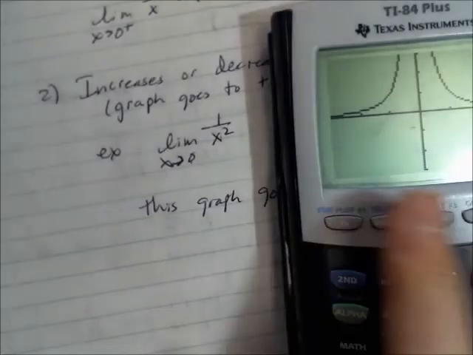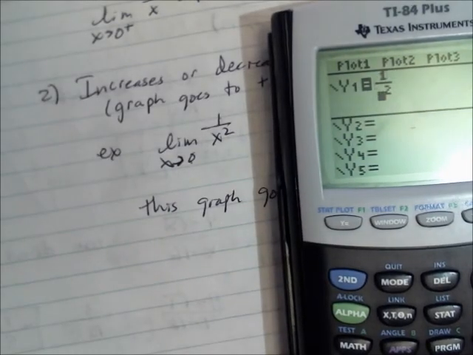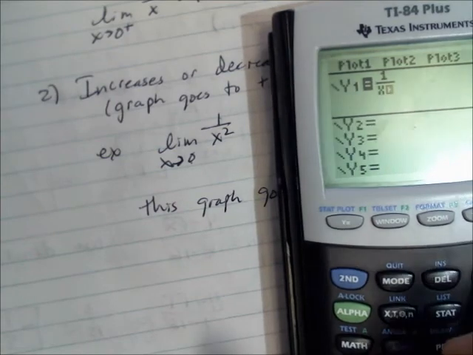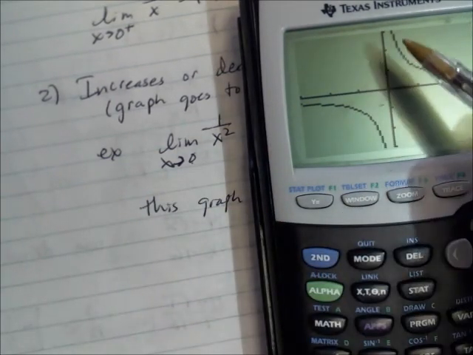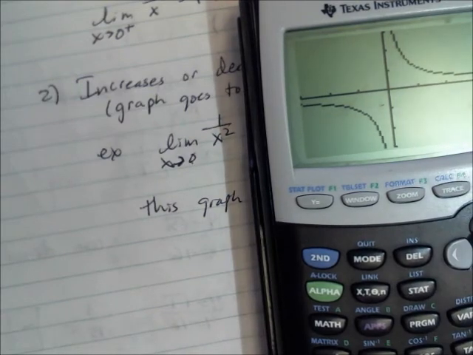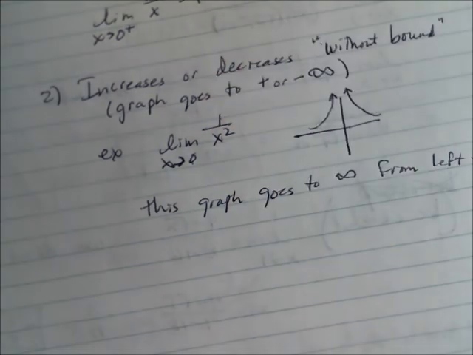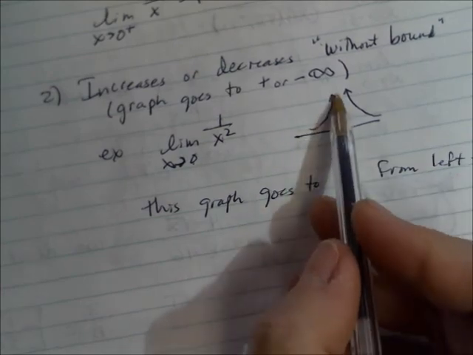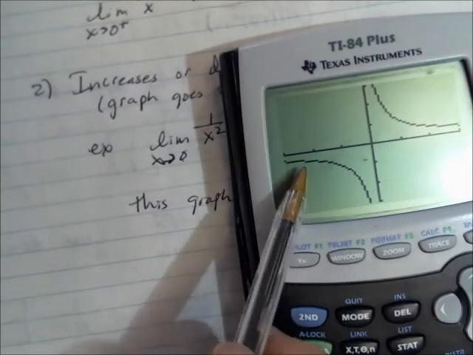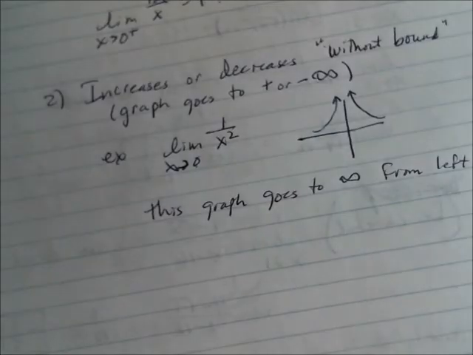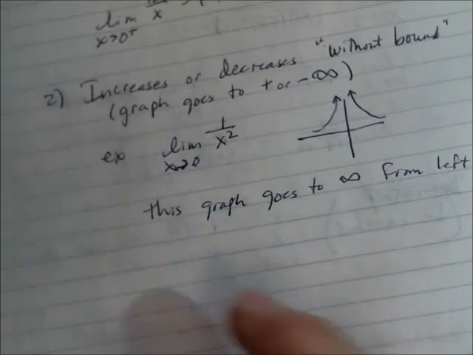And if you just put in y equals 1 over x instead of 1 over x squared, from the left it goes to negative infinity, from the right it goes to positive infinity. So there's another case where the limit fails to exist. This is increasing without bound, and in this case this decreases without bound. Decreasing means it's going down to negative infinity. So there's the second case where a limit would fail to exist.